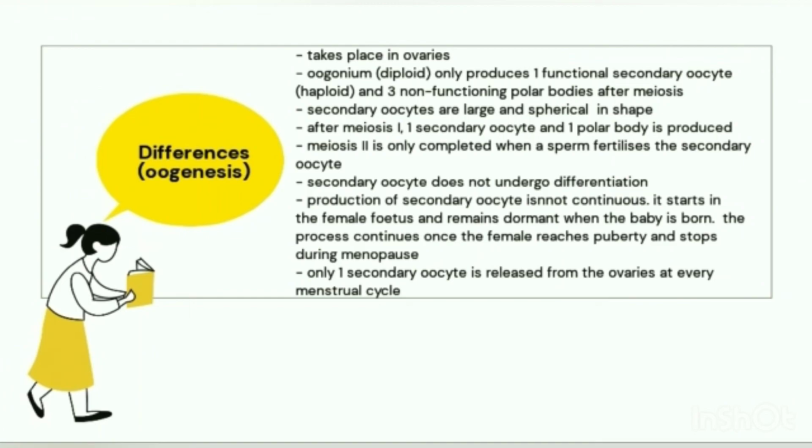The secondary oocyte does not undergo differentiation. The production of the secondary oocyte is not continuous. It starts in the female fetus and remains dormant when the baby is born. The process continues once the female reaches puberty and stops during menopause. Only 1 secondary oocyte is released from the ovaries at every menstrual cycle.